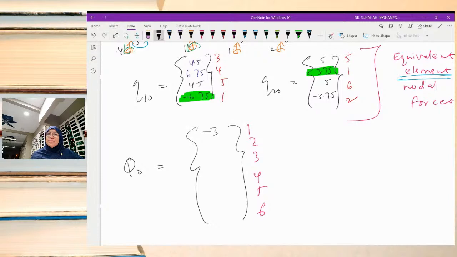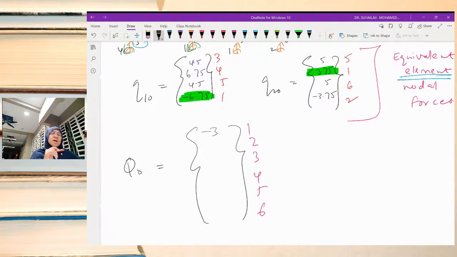Position 2. Okay, the first value is negative 3. Okay, position 2. It is negative 6.75 plus 3.75. It is negative 3.